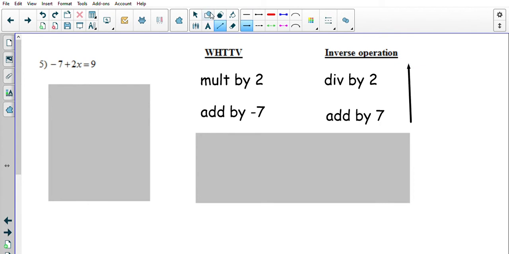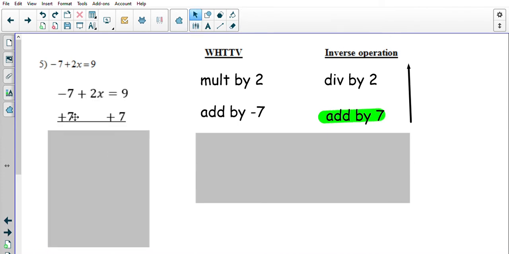Let's work in reverse order. So the first thing that we're going to undo is that adding of negative 7. So we're going to add 7 on both sides. Let's go ahead and do that. Add 7 on the left and on the right. We're going to be left with 2x equals 9 plus 7, which of course is 16.